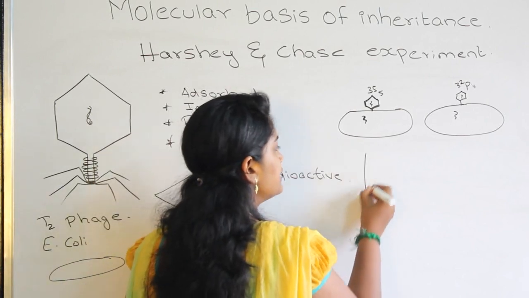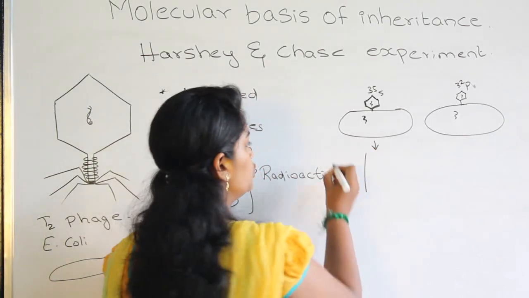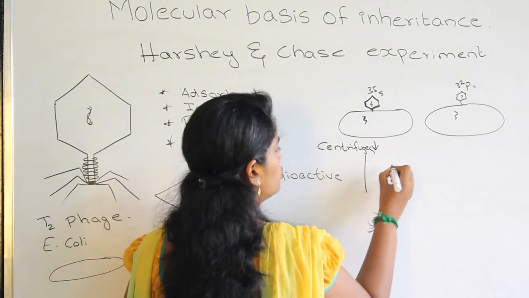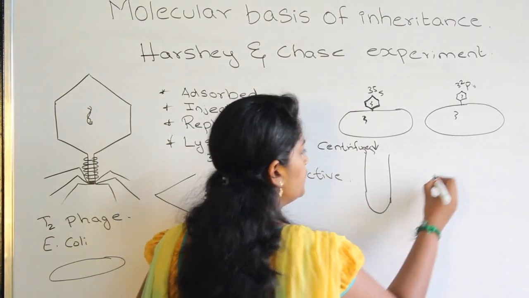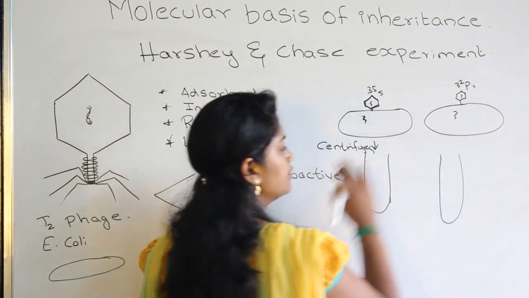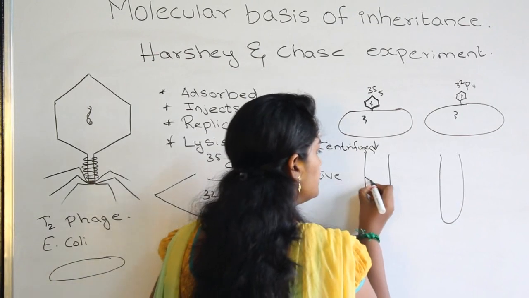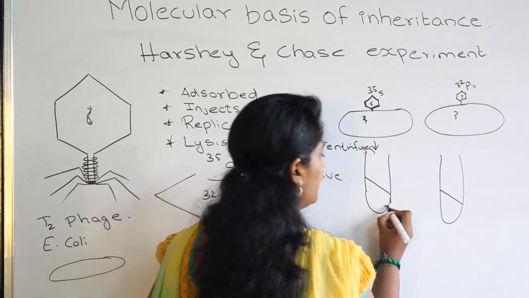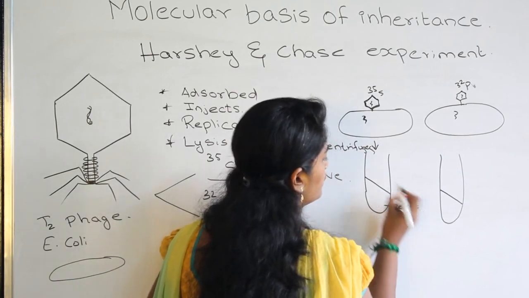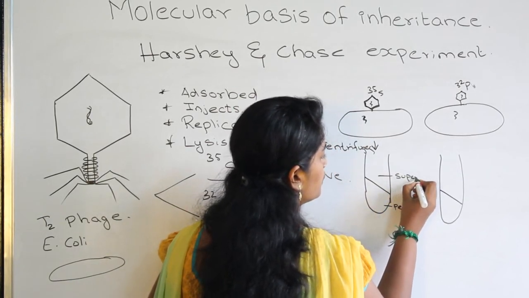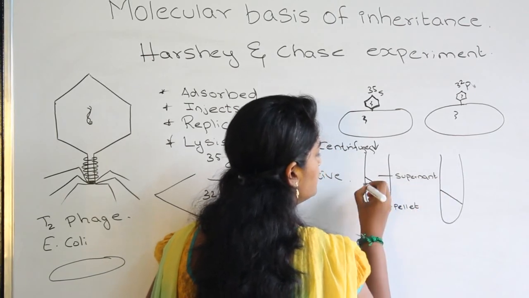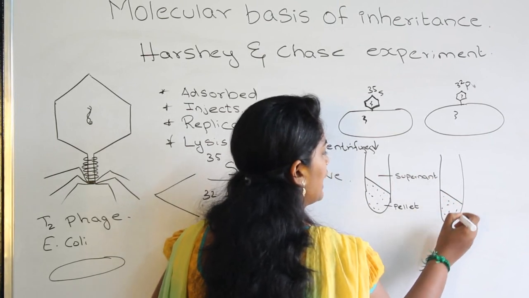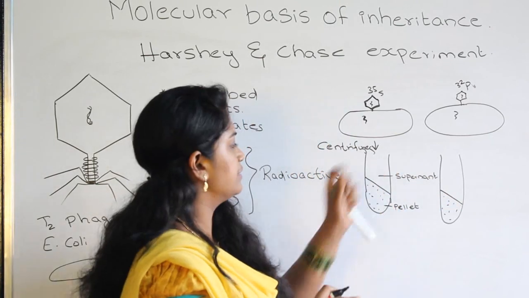Now this is centrifuged. We have the test tube here, and both samples are centrifuged. When we centrifuge, we get a pellet and a supernatant. This is the pellet. This is the supernatant. The substance which is heavy settles at the bottom of the test tube, and the one which is lighter floats up, and this is the supernatant.